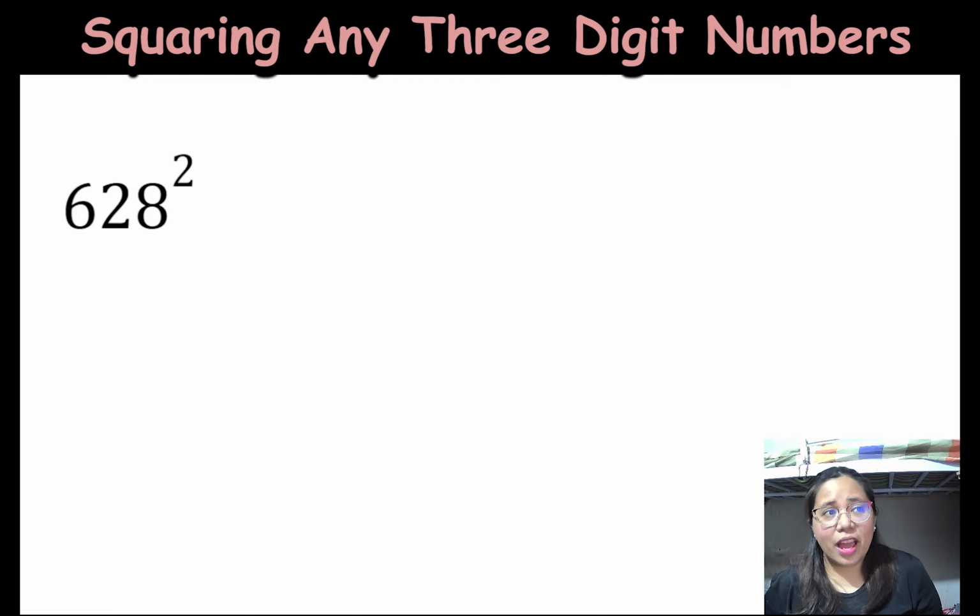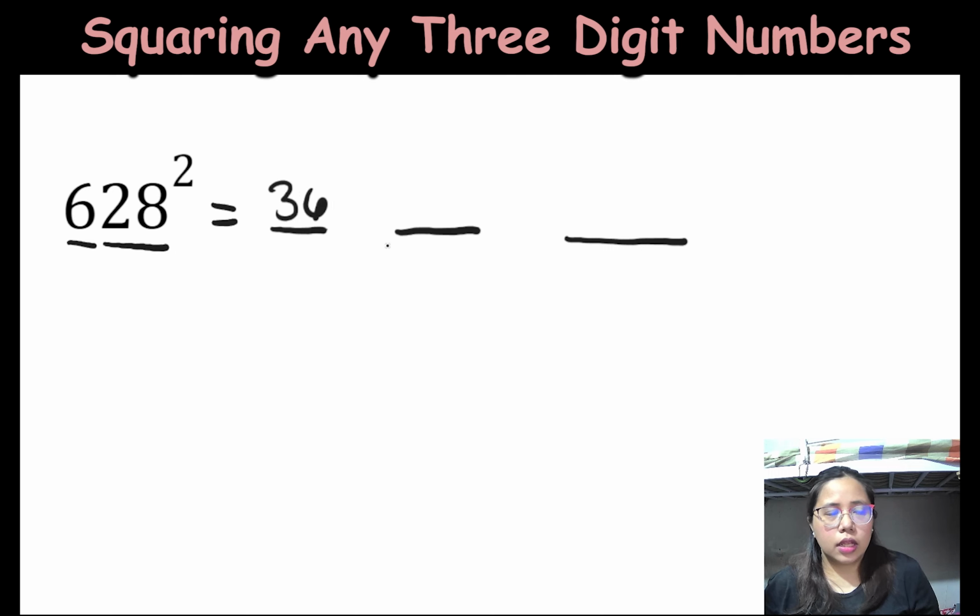So, next example, we have 628 square. Again, paano natin yan isolve? Gawa tayo dito ng tatlong linya. And then, hatiin natin yung ating given sa dalawang parts. So, first part is the first digit. Second part is our second and third digits. So, sa unang line, kunin natin yung square ng first part. So, we have 6 square is 36. And then, dito naman sa second line, i-multiply natin yung first and second part. So, 6 times 28 is 168 times 2, which is a constant number. And we get 336.